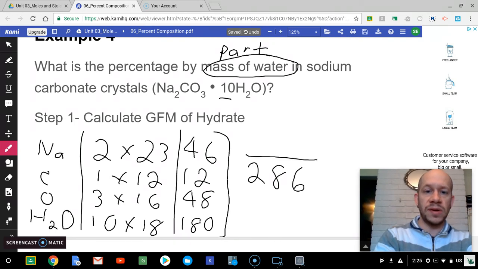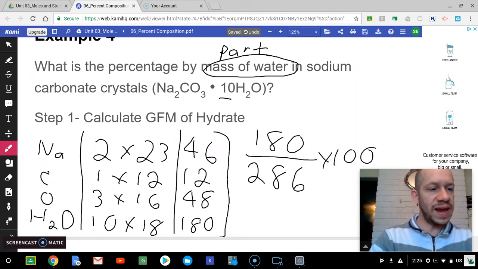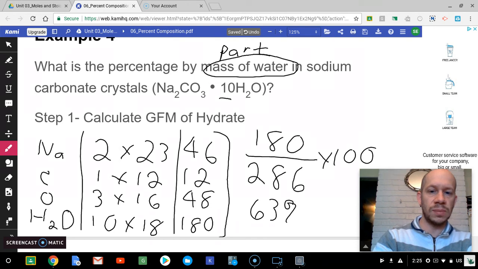Our part is going to be 180 times 100. So 180 divided by 286 is equal to 0.96. That doesn't sound right. 180 divided by 286 is equal to 0.629, times 100 is going to get me 62.9. So I'm just going to round to 63% H2O.